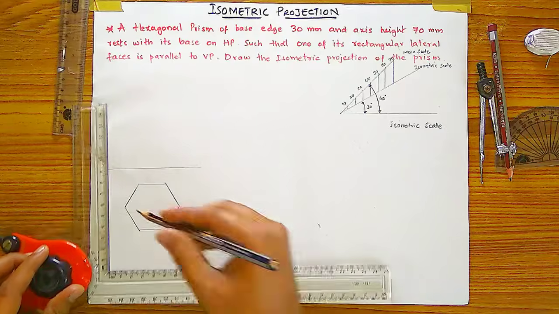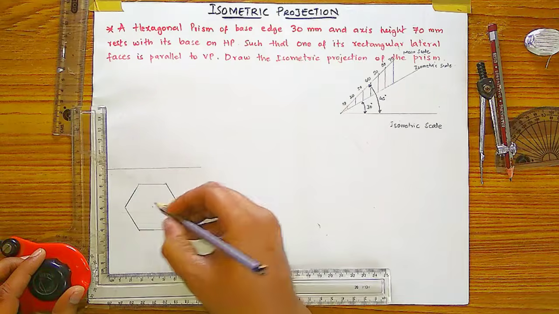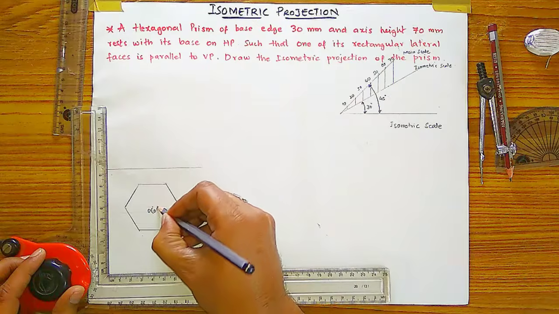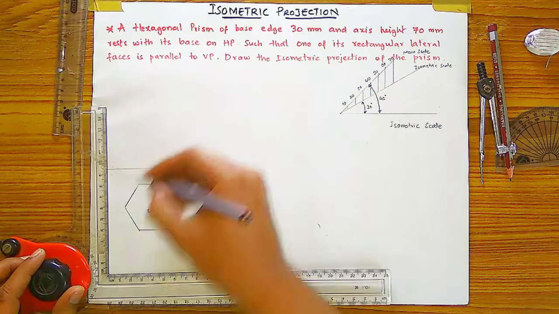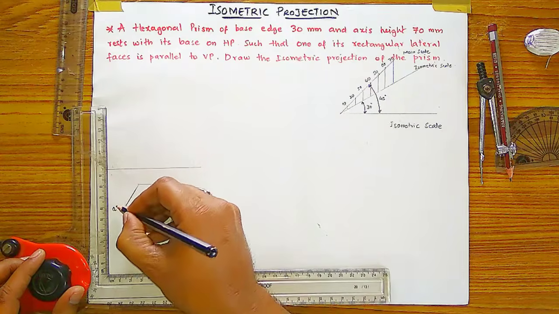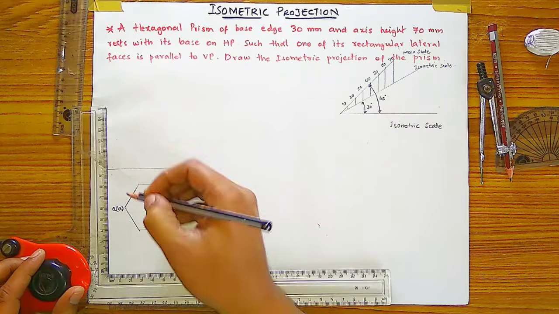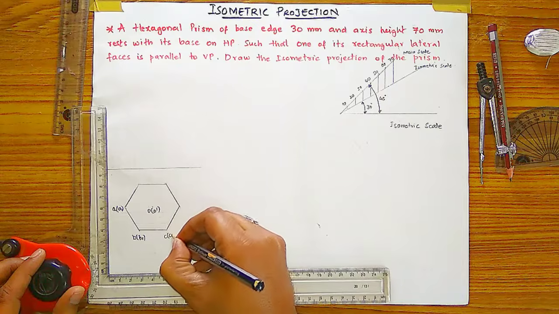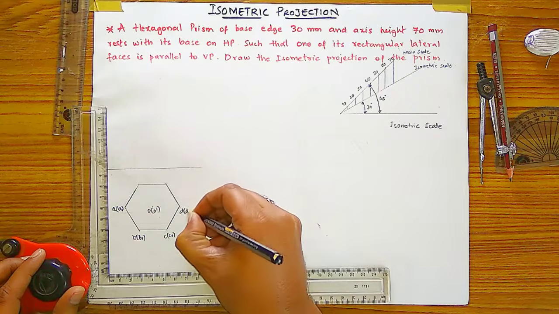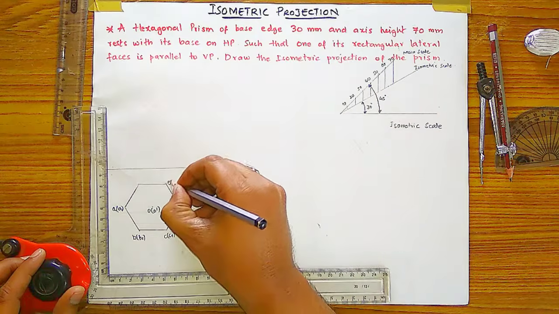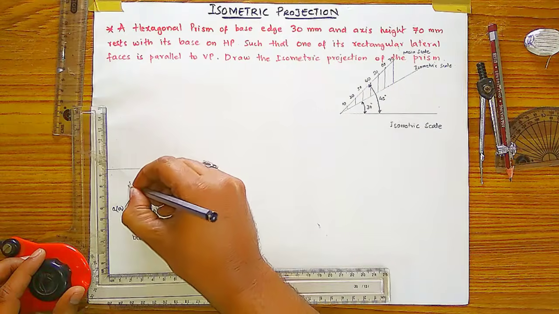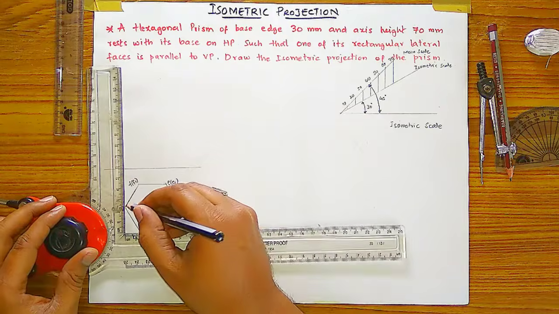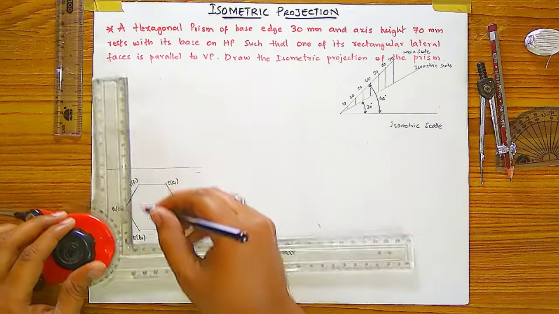Then after you have to label this. This is the center of the hexagon, O1, and here a prism is there. So labeling you have to do as double labeling: A1, B B1, C C1, D D1, E E1, F F1 like this. Then after we have to project a line from each point till the XY line like this.